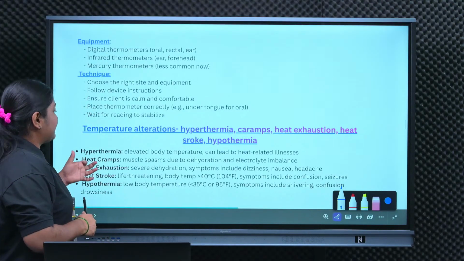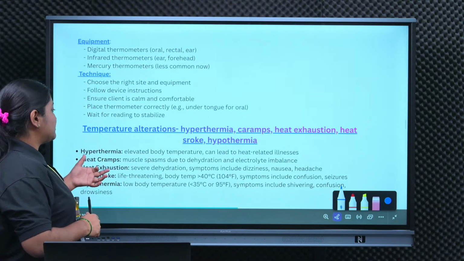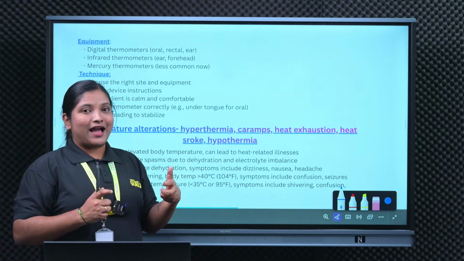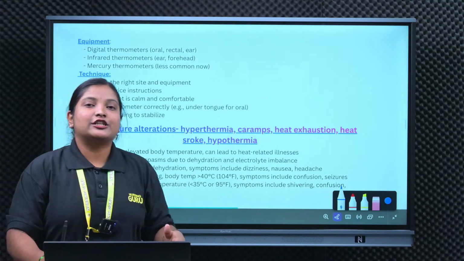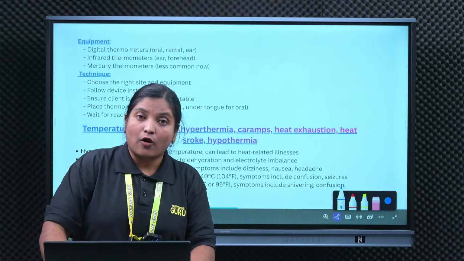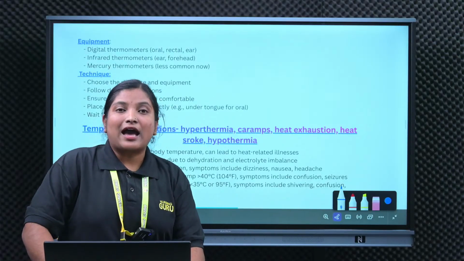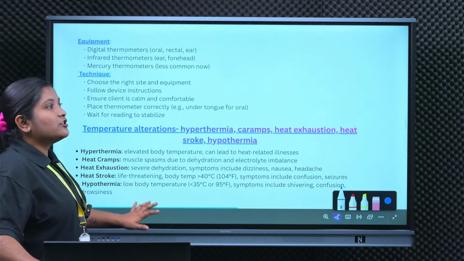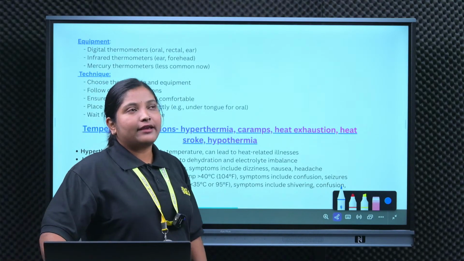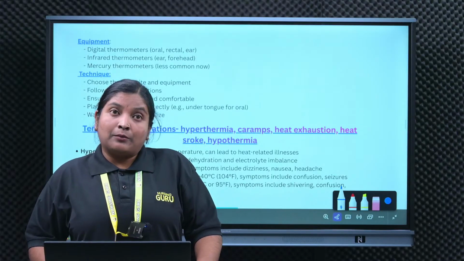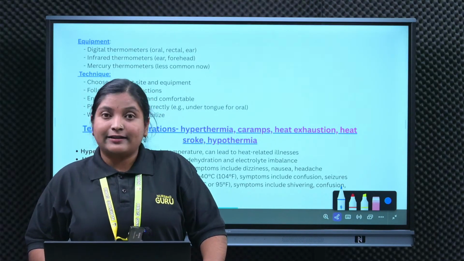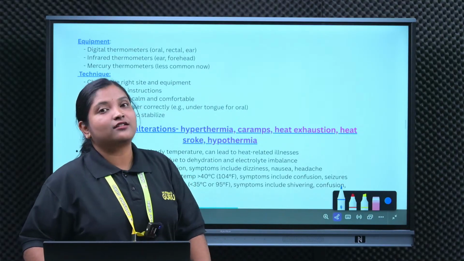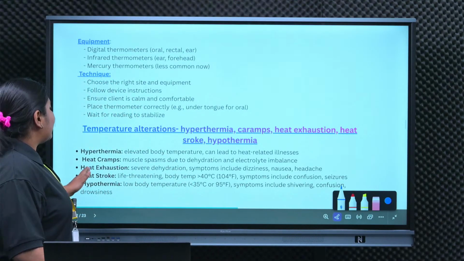Then heat cramps. When it comes to heat cramps, muscle spasm is due to dehydration and electrolyte imbalance in the body, and that may lead to heat cramps in our body. For example, when a woman reaches menopausal time, by that time women most often experience these heat cramps. The next one is heat exhaustion.